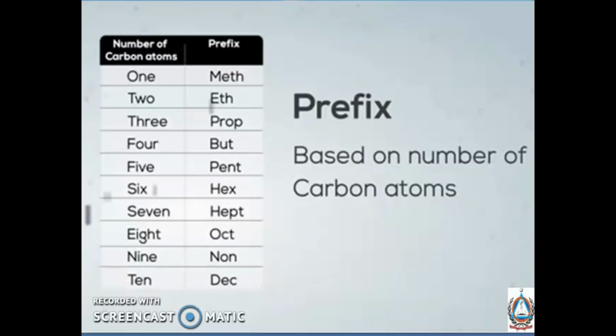Now when the carbon chain has only one carbon atom, we add the prefix meth. For 2 we have eth, for 3 we have prop, and for 4 we have but. After 4 carbon atoms, we follow the same pattern as in the naming of geometrical shapes: pent for 5, hex for 6, hept for 7, oct for 8, non for 9, dec for 10, and so on.